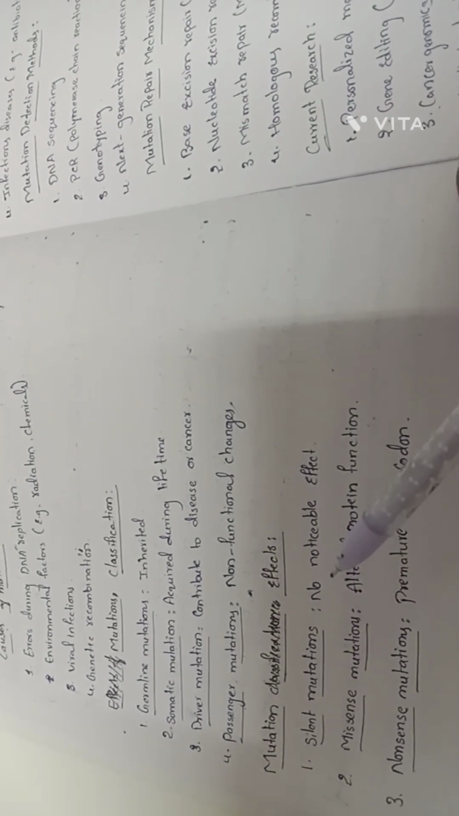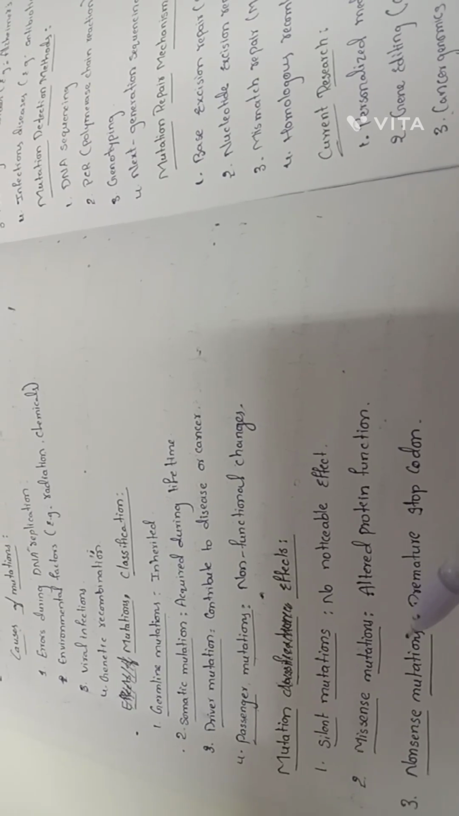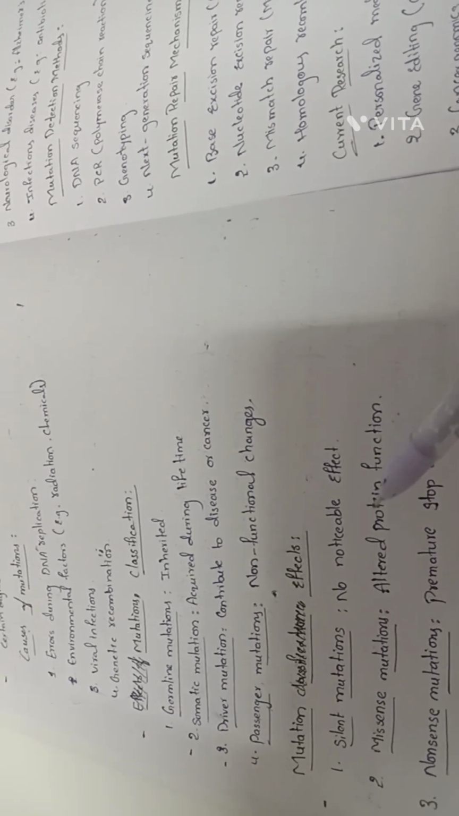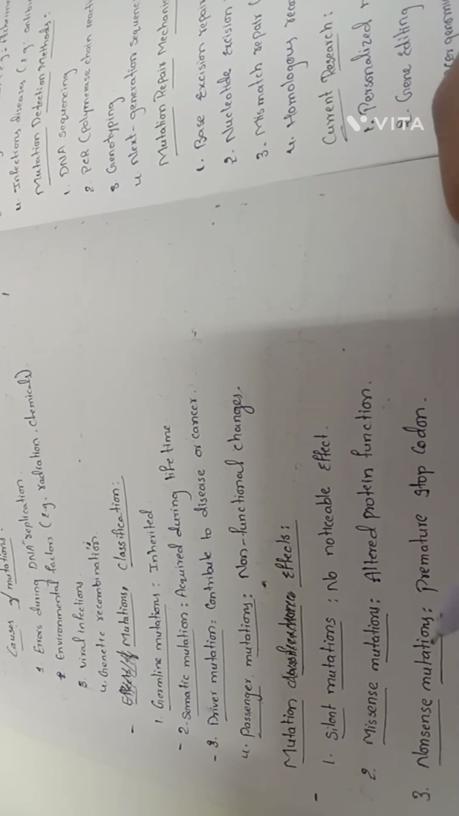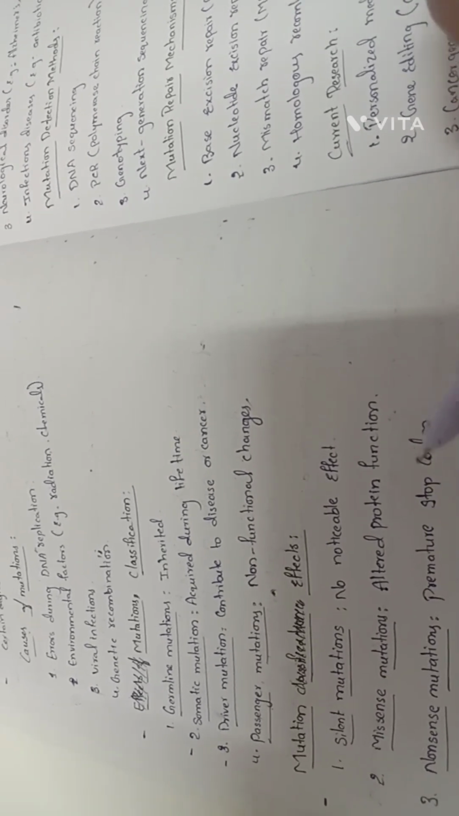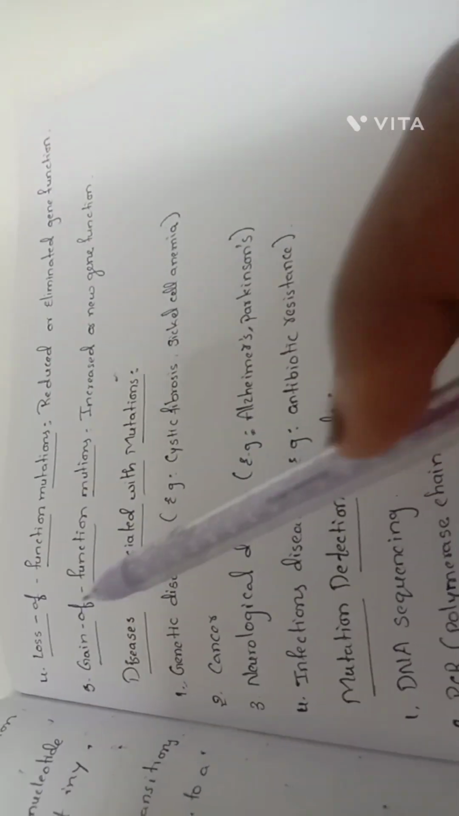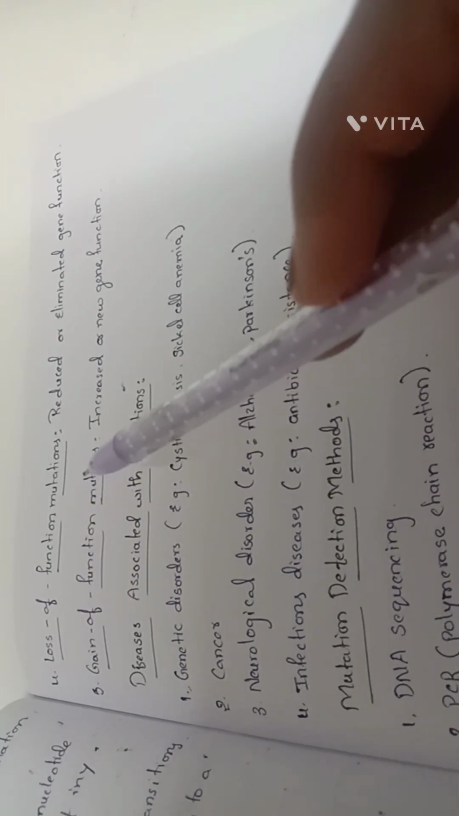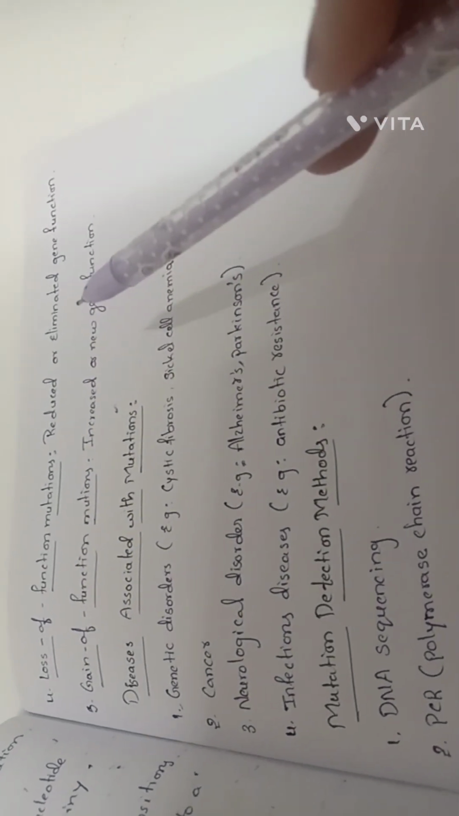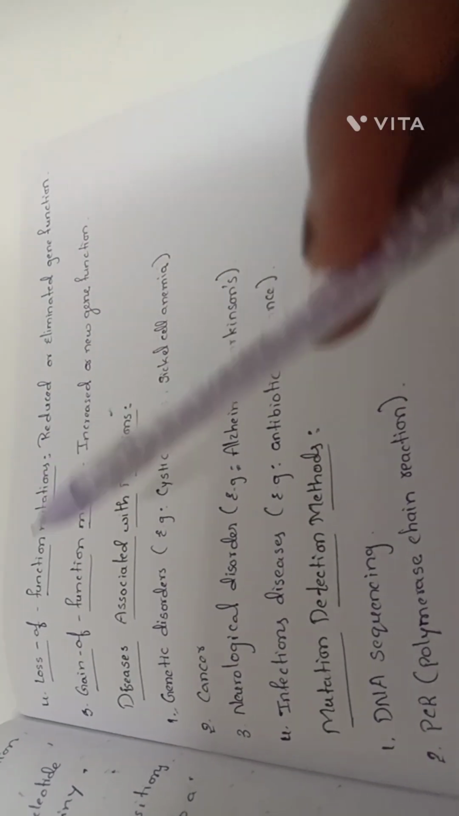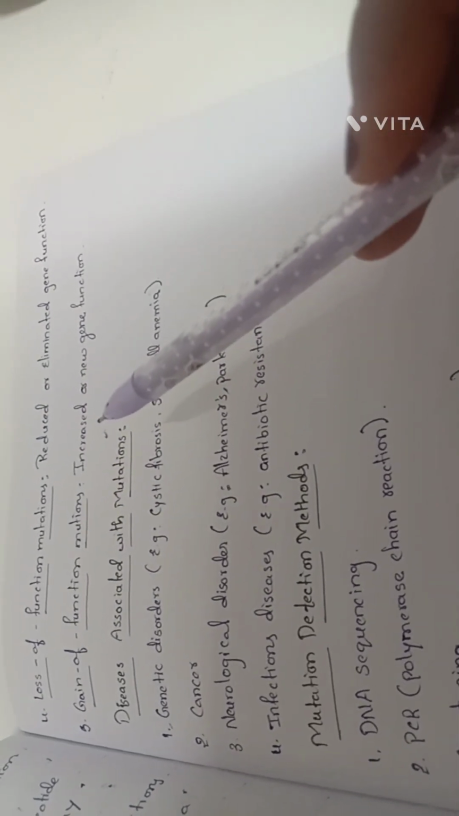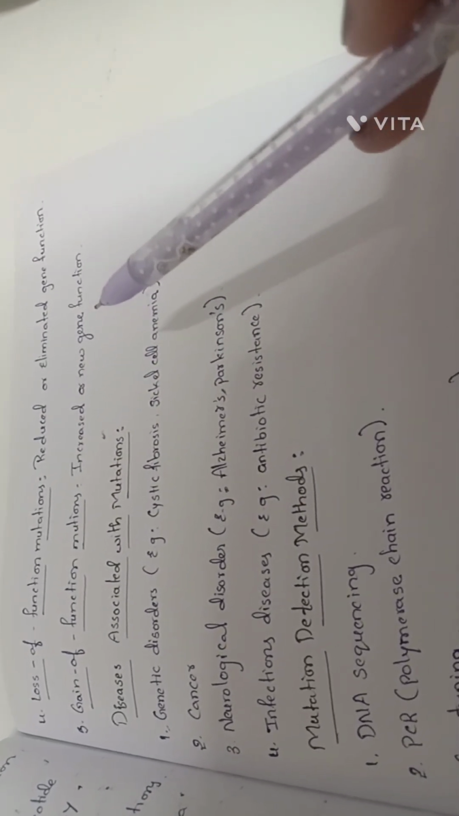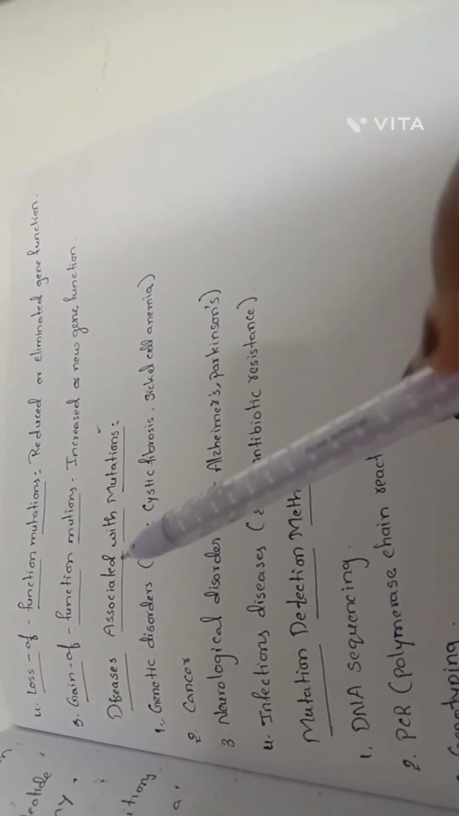Mutation effects: silent mutation, no noticeable effect; missense mutation, altered protein function; nonsense mutation, premature stop codon. Loss of function mutation, reduced or eliminated gene function. Gain of function mutation, increased or new gene function.